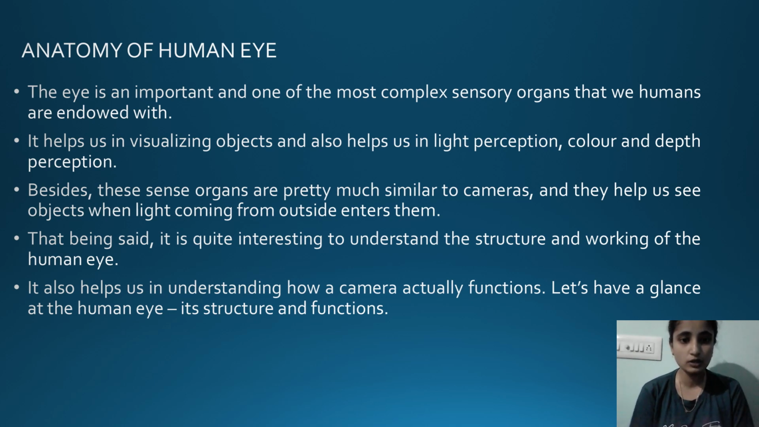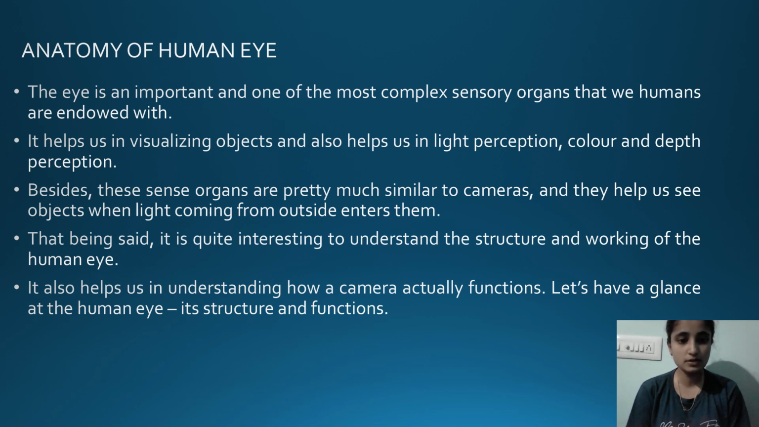Now next we move to the anatomy of the human eye. The eye is an important and one of the most complex sensory organs that we humans are endowed with. It helps us in visualizing objects and also helps us in light perception, color and depth perception. Besides, the sense organs are pretty much similar to cameras and they help us to see objects when light coming from the outside enters them.